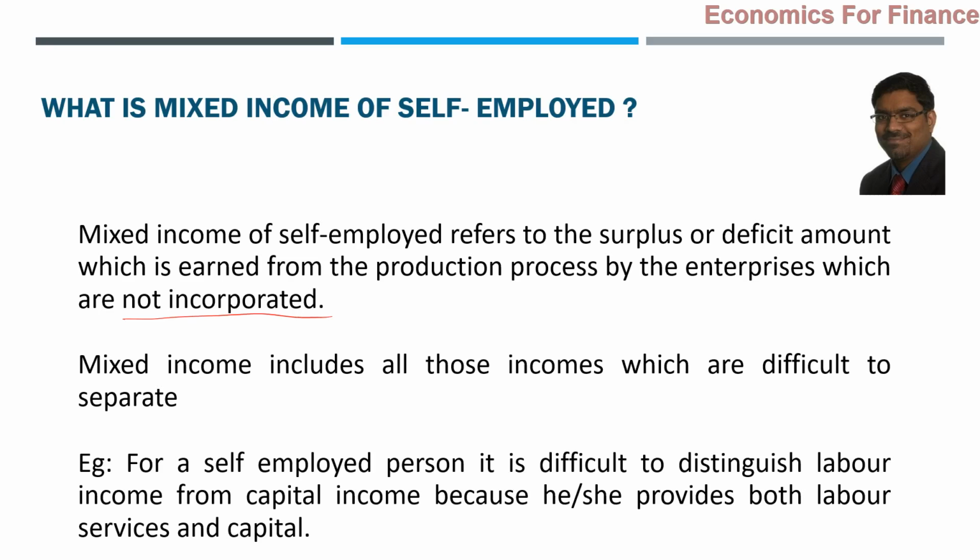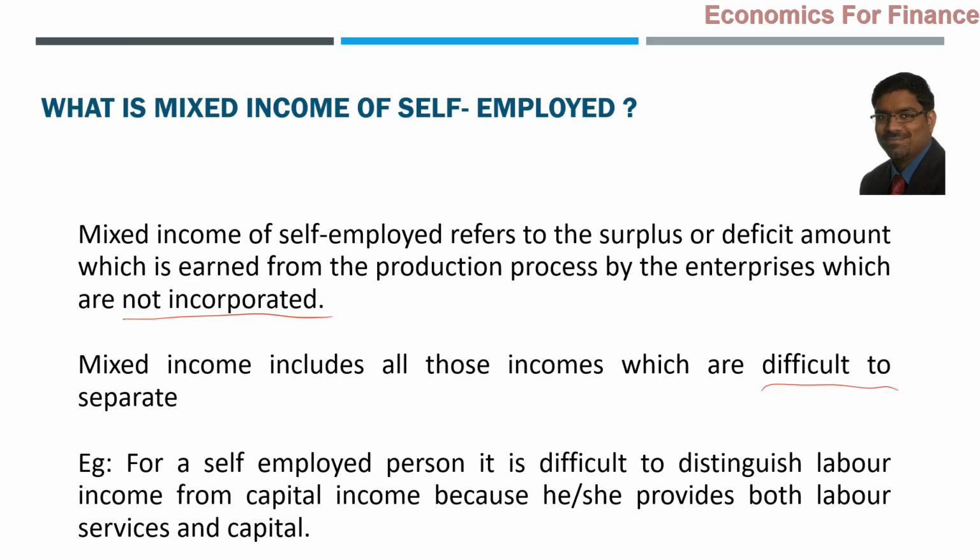Simply when we say this is a mixed income of self-employed, it is when it is difficult to segregate, difficult to separate, then mixed income is what we call it. So mixed income includes all those incomes which are difficult to separate or segregate. Means we cannot call it wages, we cannot call it interest, profit or rent. If that segregation becomes difficult, simply we call it mixed income of self-employed.